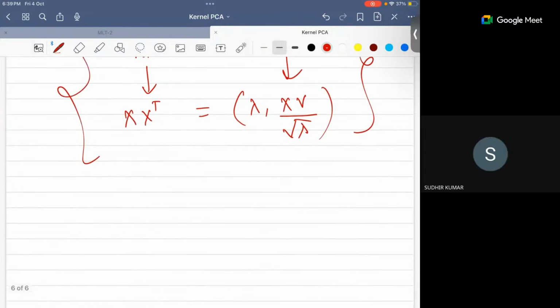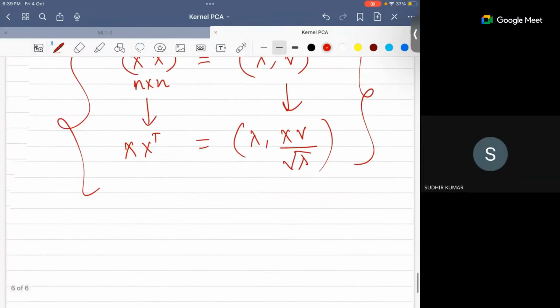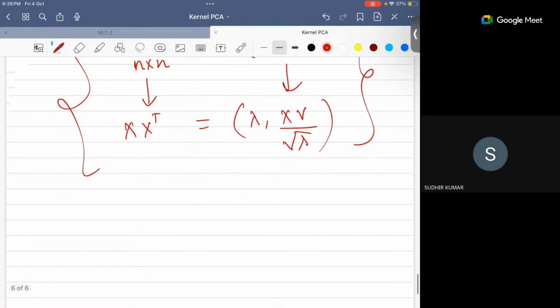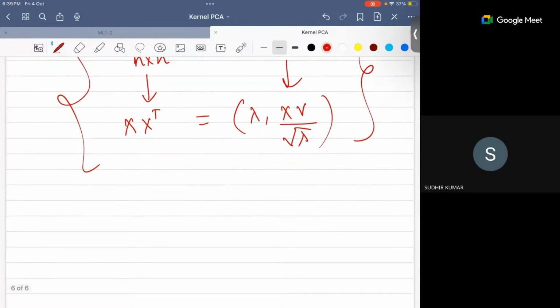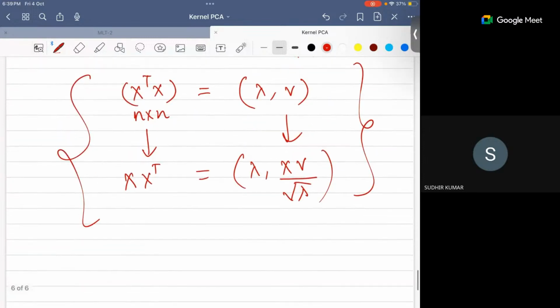Sir, for your last statement, the eigenpair of X X transpose is lambda comma Xv upon root lambda. How is that seen? How does Xv upon root lambda come?